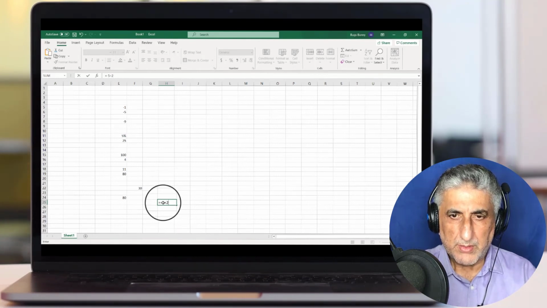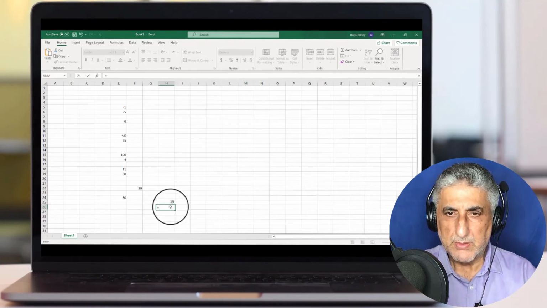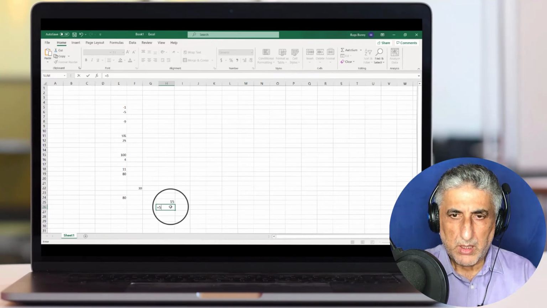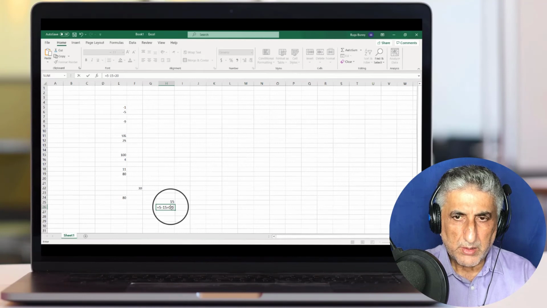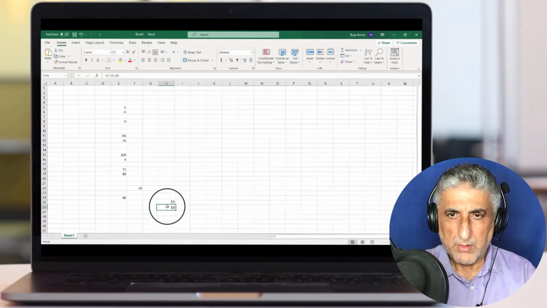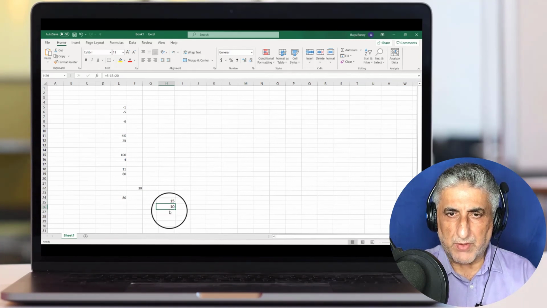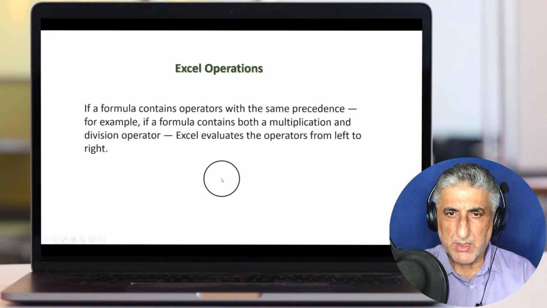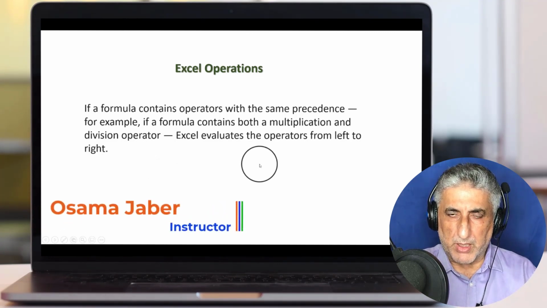Equal 5 minus 5 minus 15 plus 20. What's the answer? 10. Why? So that's why if a formula contains operations with the same precedence, for example, if a formula contains both a multiplication and division operator, Excel evaluates the operation from left to right. That's what happened in our example.